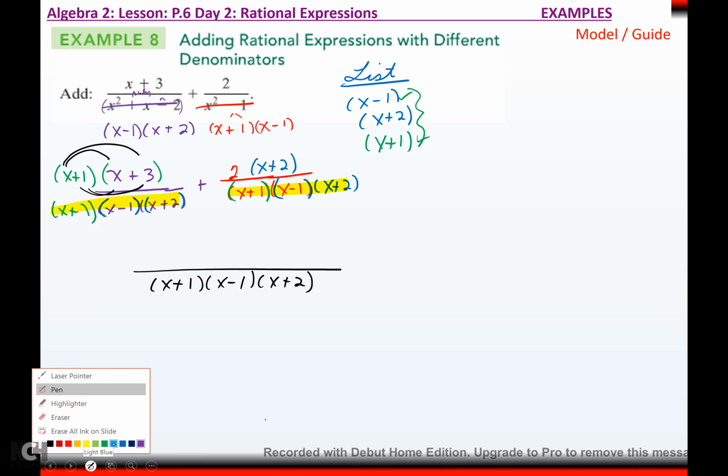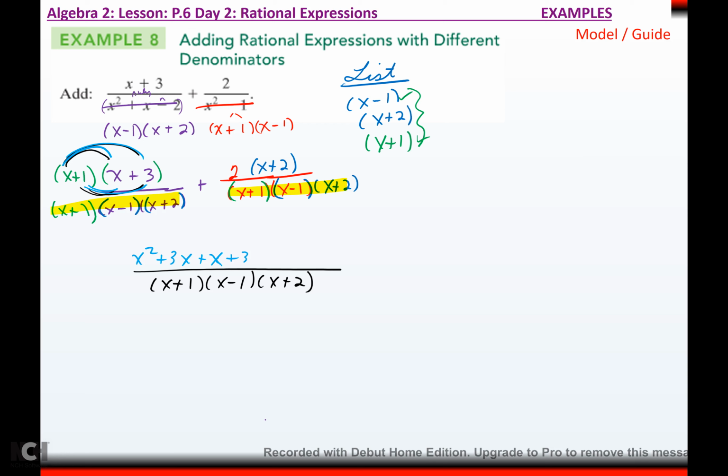let's see, a different color. X times x is x squared. X times 3 is 3x. 1 times x is x. 1 times 3 is 3. If I simplify the second one, distribute, I get a positive 2x plus 4. The only time you have to worry about parentheses and all that is if that was a minus.